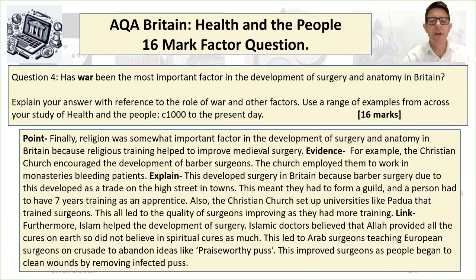Here's my idea then. So I said, finally, religion was somewhat important as a factor in the development of surgery and anatomy in Britain because religious training helped to improve medieval surgery. So, for example, the Christian church encouraged the development of barber surgeons. The church employed them in their monasteries to bleed patients. This developed surgery in Britain because barber surgery developed due to this, as it then became a trade on the high street. This meant they had to form a guild. So if you're on a high street in a medieval town, you have to have a guild, and then you had to be trained for 7 years before you became a master. So that meant they had 7 years of apprenticeship training to develop their skills.